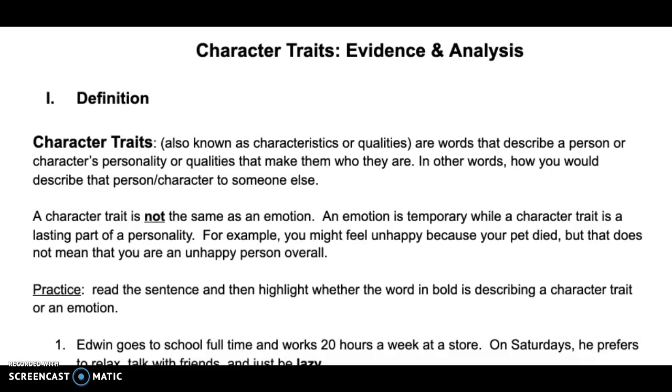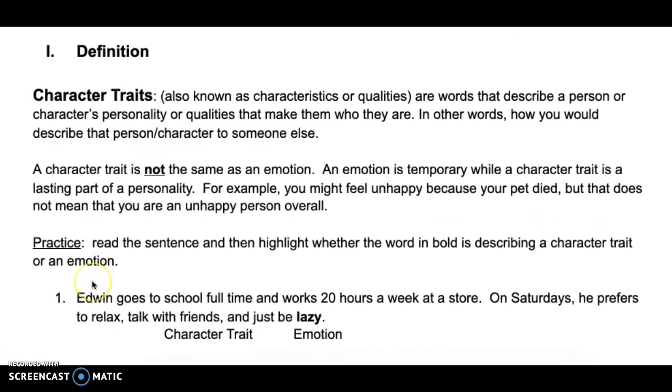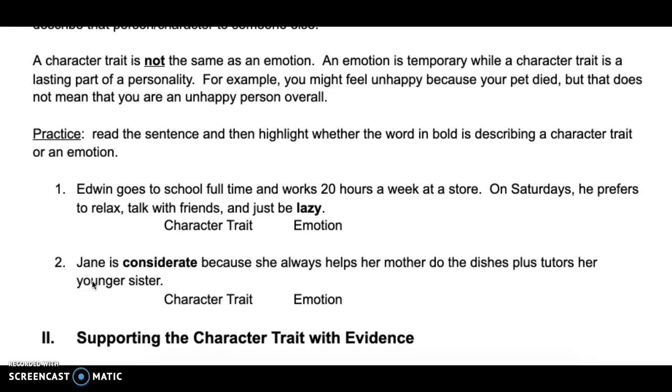Now you're going to practice what we just learned. Read the sentence and then highlight whether the word in bold is describing a character trait or an emotion. So we're starting with sentence number 1. Edwin goes to school full-time and works 20 hours a week at a store. On Saturdays, he prefers to relax, talk with friends, and just be lazy. So the word that is in bold is the word lazy.